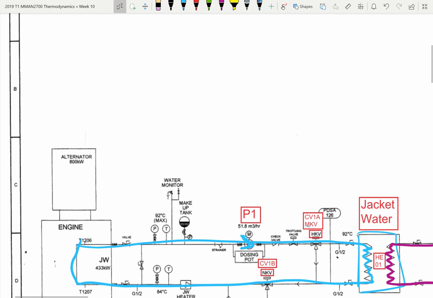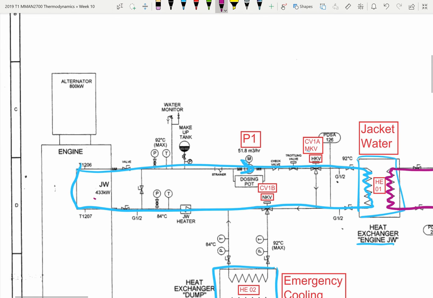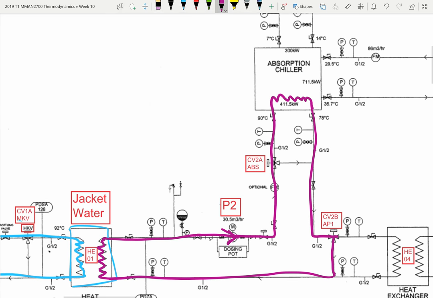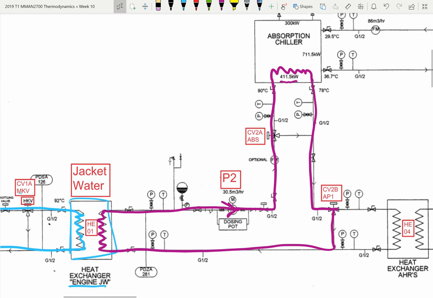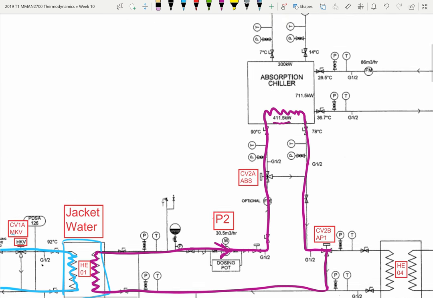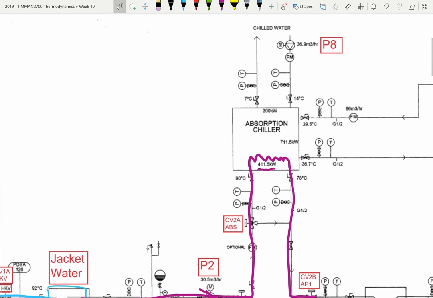Remember that the thermal energy we got from the engine was 433 kilowatts. Okay. And by the time we get to the absorption chiller, it's absorbing 411.5 kilowatts. Okay, so we got some thermal loss or maybe some inefficiencies in our heat exchanger or some thermal loss out of our pipes as we're going along. And the absorption chiller is using that thermal energy to chill some chilled water. So to take water that's 14 degrees and chill it down to 7 degrees in another circuit.